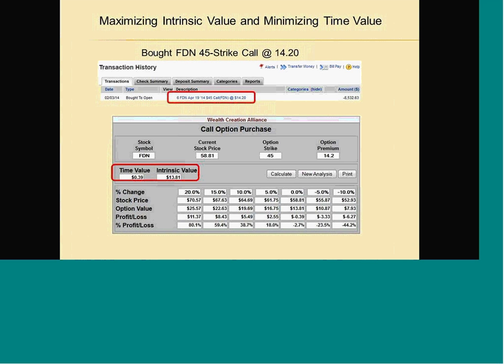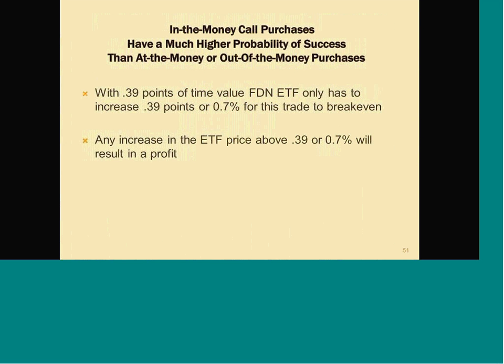So we want to select in-the-money strike prices that have the time value at 1% of the ETF price per month. And if we do that, we're really going to dramatically increase the odds that our trade's going to be successful. So we saw that the FDN Internet ETF only has to increase 39 cents or 0.7 of 1% in order for this trade to break even and start making money.